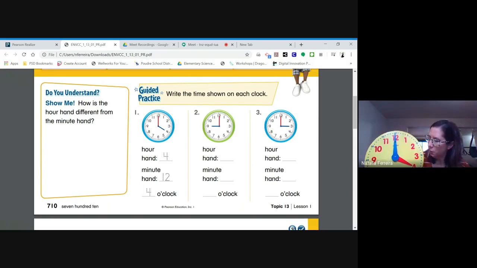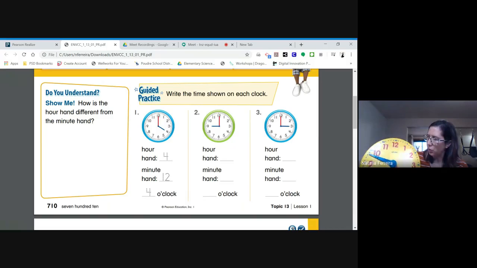My hour hand is pointing to the number 4, and my minute hand is pointing to the number 12. But I don't say 4:12. Remember, what do we say when our minute hand is pointing to the 12? We say the hour, 4 o'clock. 4 o'clock. Now I want you to look at number 2.